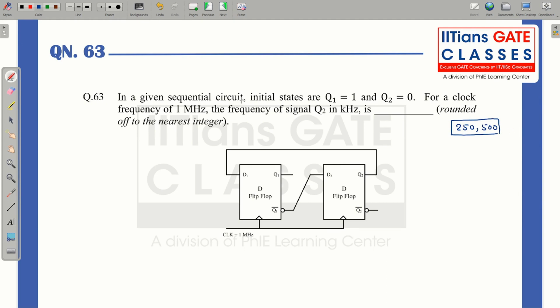Okay. So in the given sequential circuit, the initial state Q1 Q2 is 10, for a clock frequency of 1 megahertz. The clock frequency given over here is 1 megahertz. The frequency of signal Q2 in kilohertz is? You can see this is your synchronous counter. If this was an asynchronous counter, immediately you could have said that Q2 will be 0.5 megahertz.